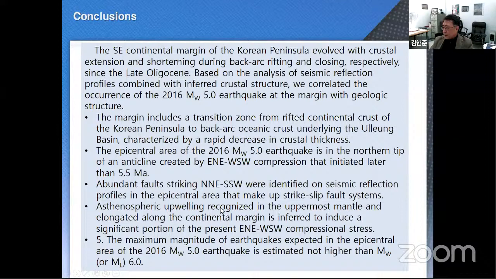Asthenospheric upwelling recognized in the uppermost mantle and elongated along the continental margin is inferred to induce a significant portion of the present westward compressional stress. The maximum magnitude of earthquakes expected in the epicentral area of the magnitude 5 earthquake is estimated not higher than magnitude 6.